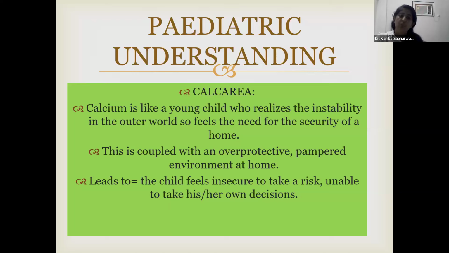Often in Calcarea, you will find that the home environment is one that is very pampering, very much overprotective, and that provides a double layer of security. Most people feel very safe in their houses, and we'll contrast this with magnesium when we talk about it in the next few minutes. But in Calcarea, there is that added layer because the family setup and the parents are that overprotective.